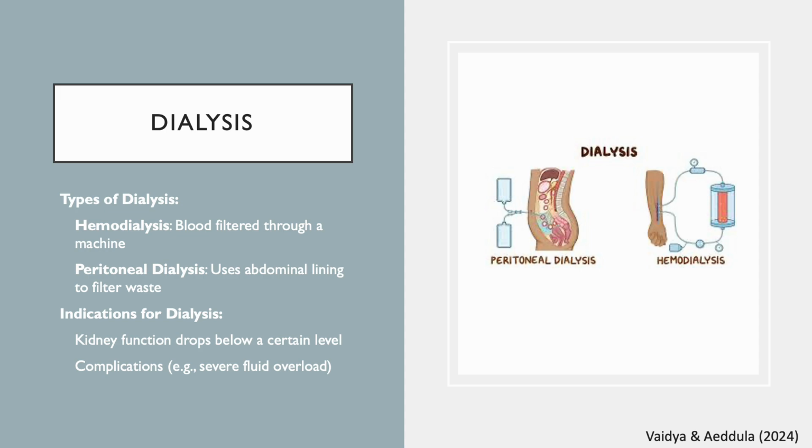So dialysis is typically needed when kidney function drops to less than 15% of normal. At this point, kidneys are no longer able to remove sufficient waste products or regulate fluid balance, leading to life-threatening complications. Some common signs that dialysis is needed include severe fluid overload, high potassium levels, uremia, which is a toxic buildup of waste in the blood, and acid imbalances.